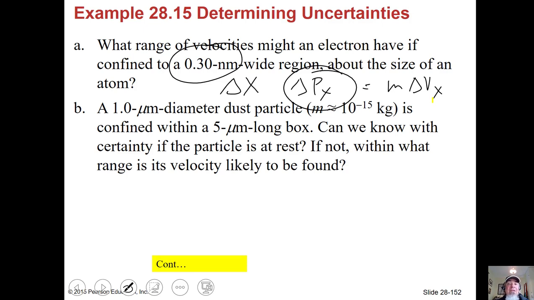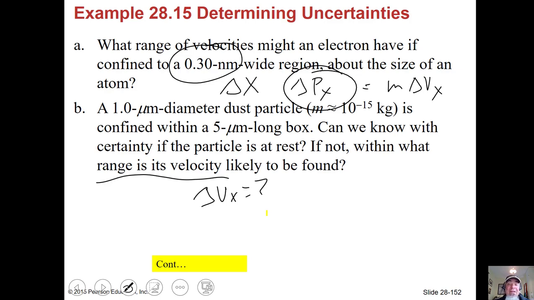the uncertainty in the speed. And then part B, a 1 micrometer diameter dust particle, mass is given, confined to a 5 micrometer long box. Can we know with certainty if the particle is at rest? If not, within what range is its velocity? So it's confined to this 5 micrometer box, so you're making delta x 5 micrometers. So you know the uncertainty in the position is something like this. There's a corresponding uncertainty in its velocity. So when it says what is this range of velocities, they're saying what is the uncertainty in the velocity.